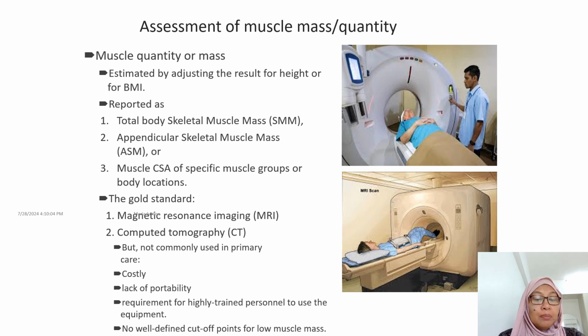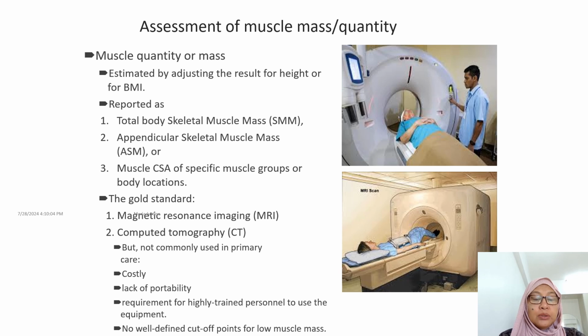But MRI and computer tomography are expensive and not commonly used in the clinical setting, except for research activities. So in the clinical setting, we can use the BIA to determine the muscle mass. BIA estimates muscle mass based on body electrical conductivity.